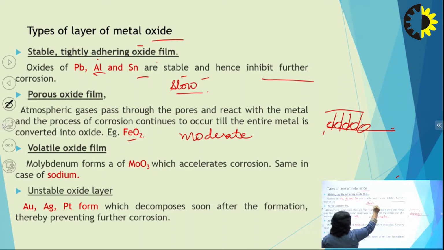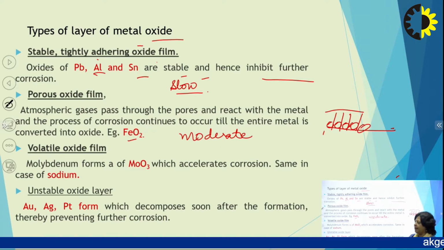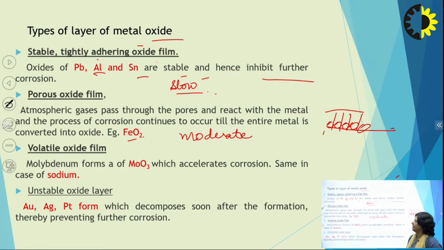In the stable oxide film case, the corrosion rate is quite slow. Once the film is formed, further corrosion gets stopped. For example, in copper, once this green oxide layer completely covers the copper, further corrosion gets stopped. Similarly in aluminium, and in silver also, the black layer which is formed further prevents corrosion. So the reaction rate is quite slow. The second one is the porous oxide film, in which case there is a moderate rate of corrosion.